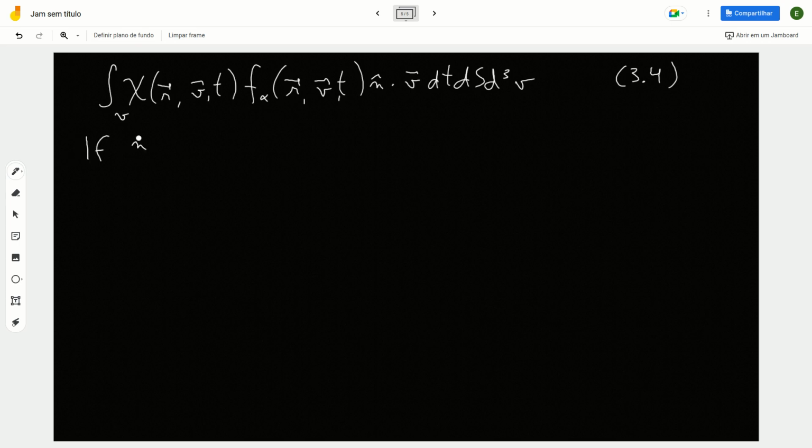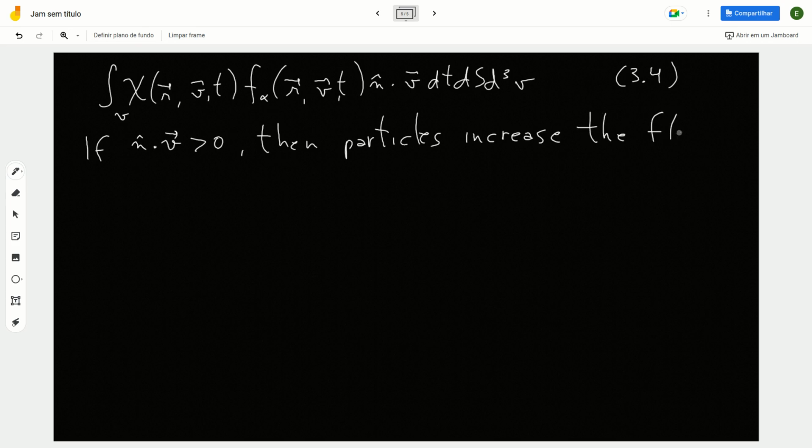If you have n dot v larger than 0, then the particles will increase the flow. If it's less than 0, then particles decrease the total flow that you're going to compute.